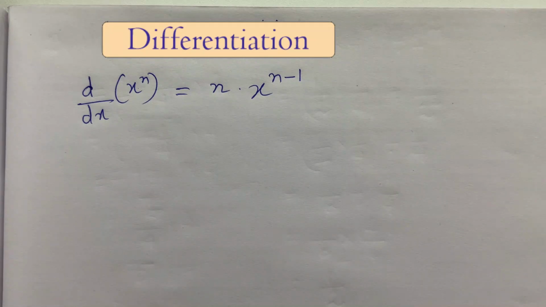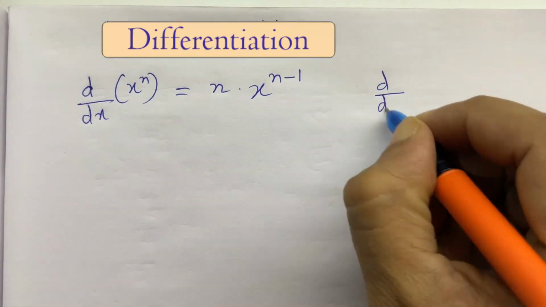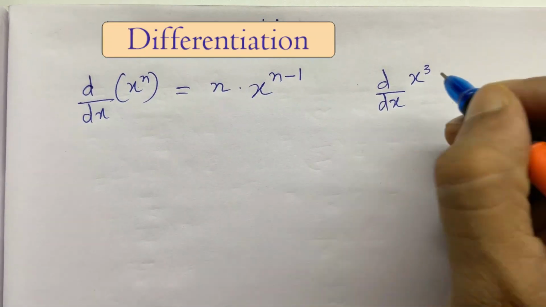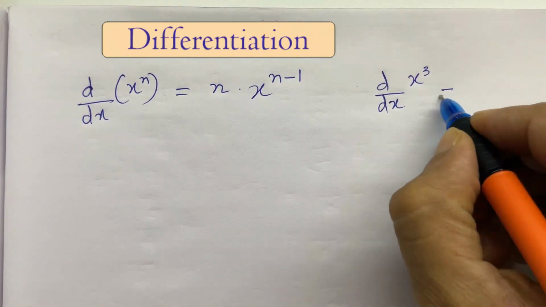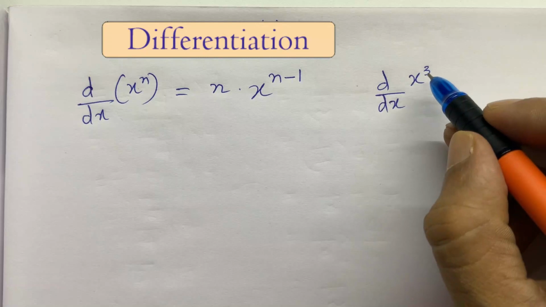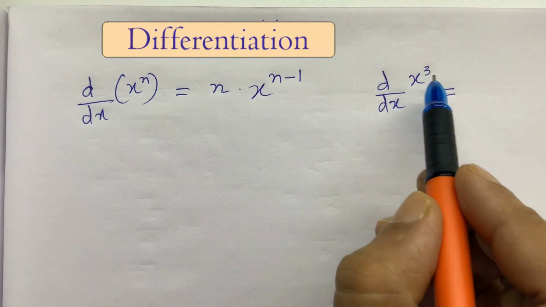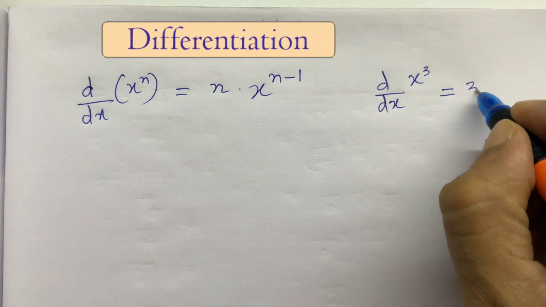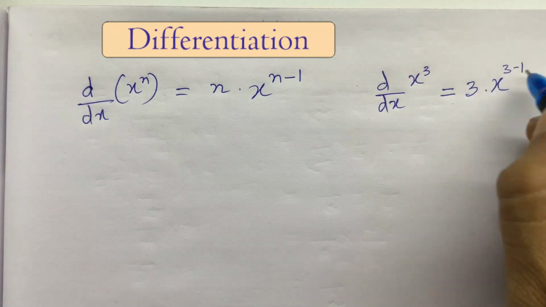I'll give one example here. See, if your function is say x cube, then here n is 3. So what we write is 3 and x to the power 3 minus 1.